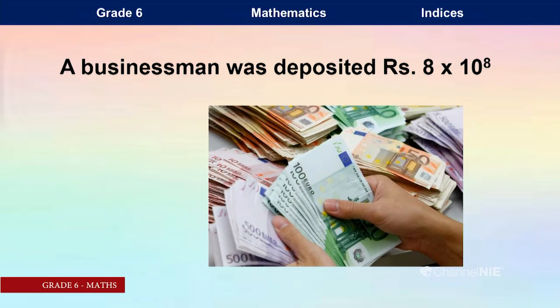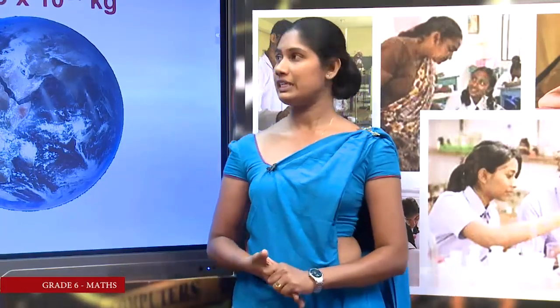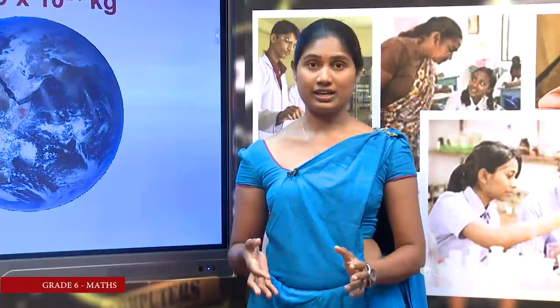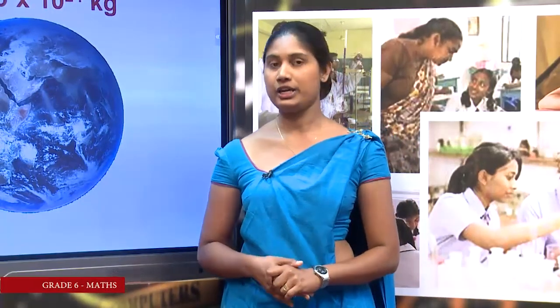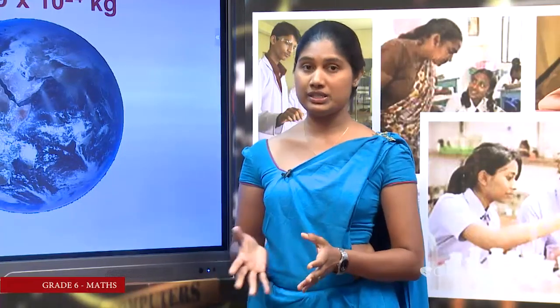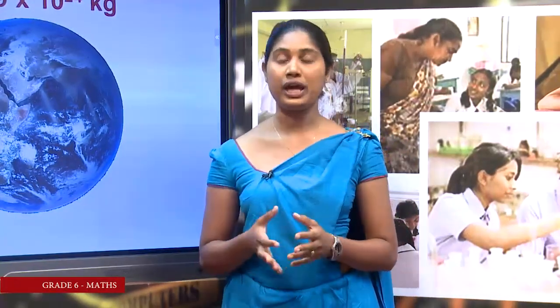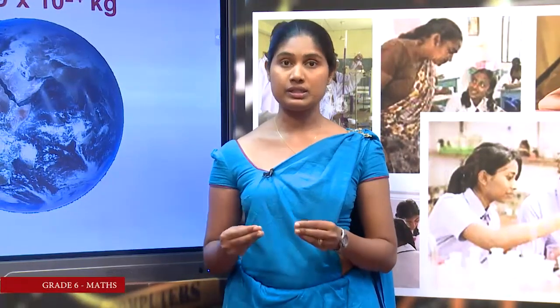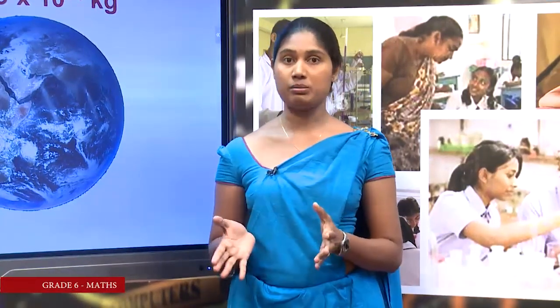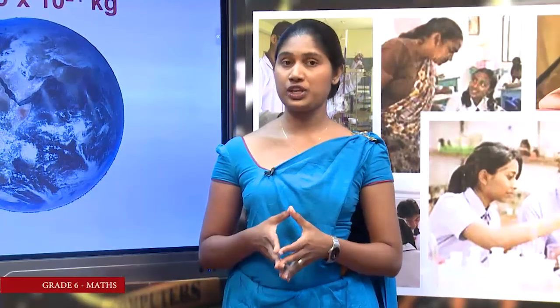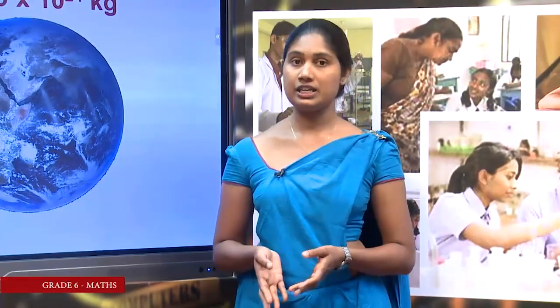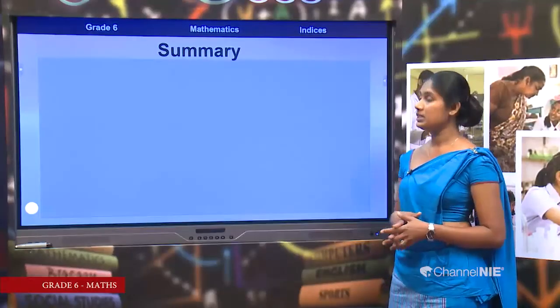Very shortly. The mass of the earth is a very large number, that is 5.9 into 10 to the power 24 kilograms. That is a very large number. Then 10 to the power 24, we have used indices like this for very large numbers. When we express large numbers, we can use indices in our day-to-day life. Then we move to the summary.